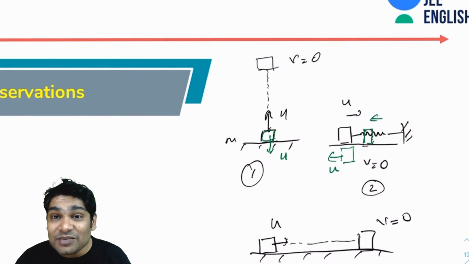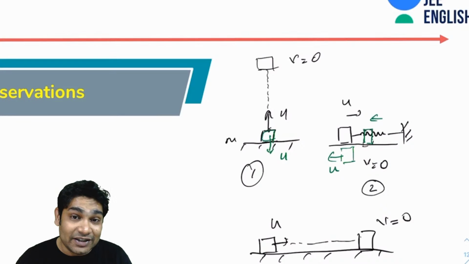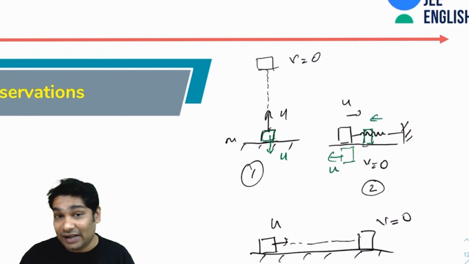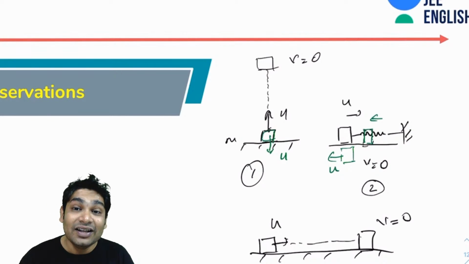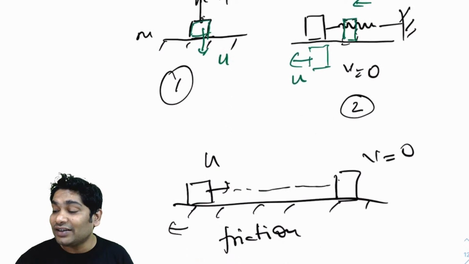Alright, so you realize in both these cases, when the cycle was complete, when the blocks returned to their own positions, the kinetic energy which was taken away by these forces is completely given back. There is no loss of this energy. However, that is where this case becomes different, the third case.